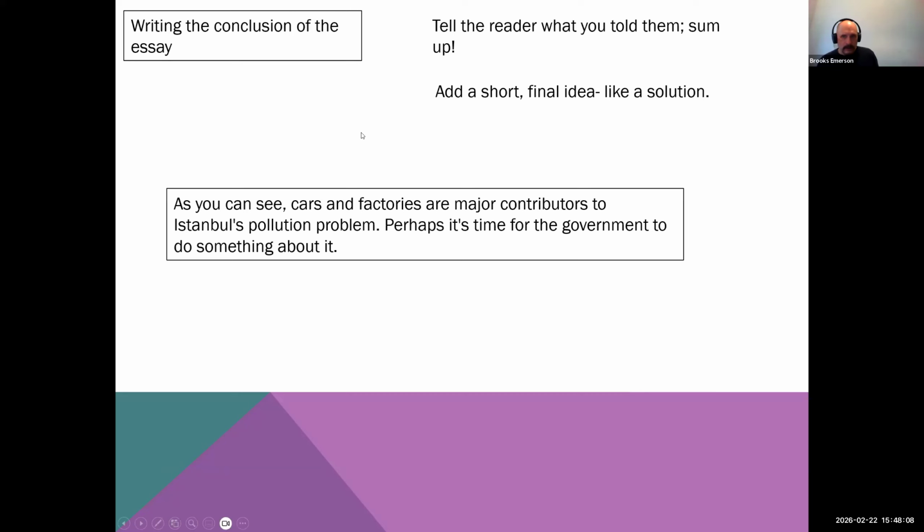Okay. The conclusion, I told you it was 2 sentences. So one sentence is your summary. Tell the reader what you told them, as I told you before. As you can see, cars and factories are major contributors to Istanbul's pollution problem. And then a final idea, just like a solution. Perhaps it's time for the government to do something about it. Some just final thought, but don't open another can of worms. Don't bring in another subject.